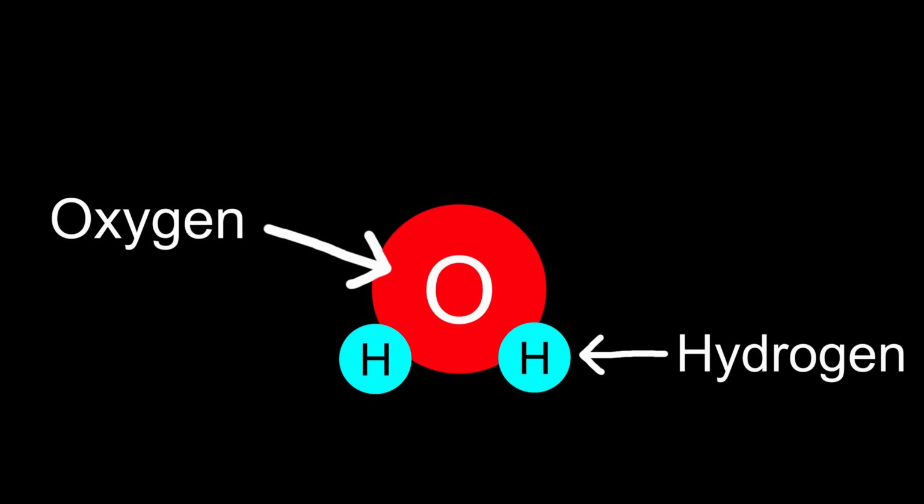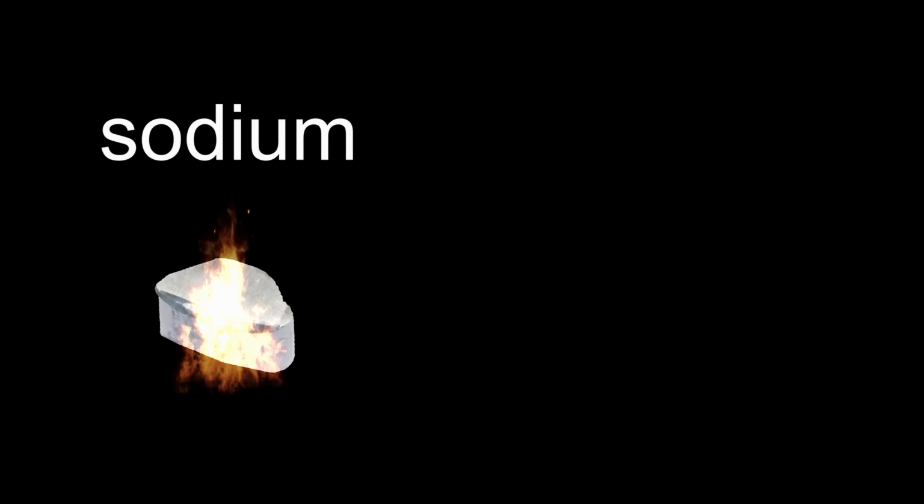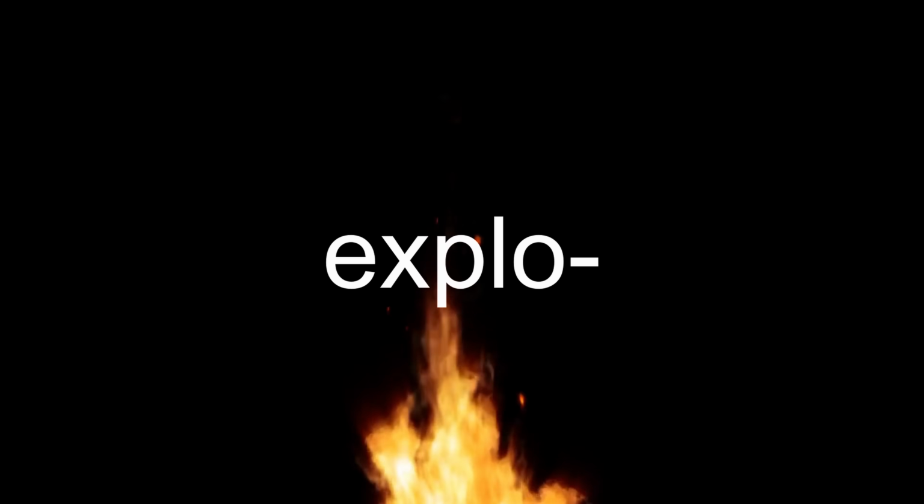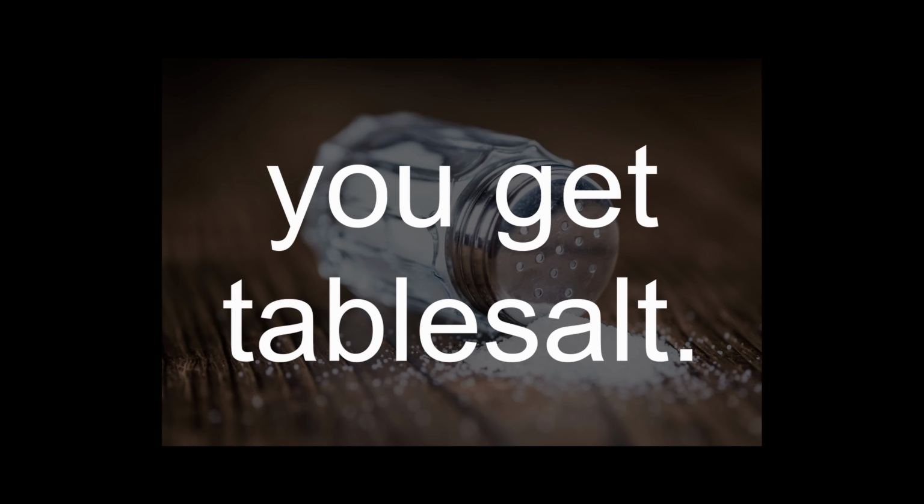Two or more atoms bonded together form a molecule. If you have at least two different elements, you get a compound. Oh yeah, this is probably a good time to mention that compounds often behave completely differently than the elements they're made of. Like, put together an explosive metal and a toxic gas, and you get, of course, an even more... table salt. You get table salt.